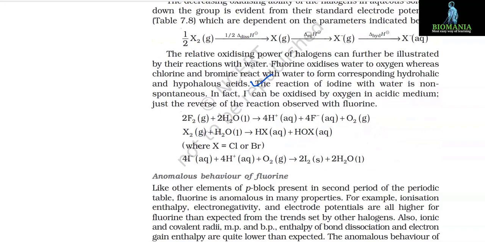Reactions are 2F2 + 2H2O gives 4H+ + 4F- + O2. X2 + H2O gives HX + HOX, where X is chlorine or bromine. And 4I- + 4H+ + O2 gives 2I2 + 2H2O.